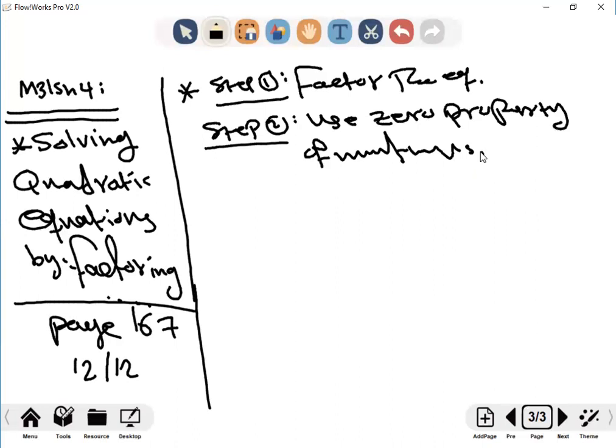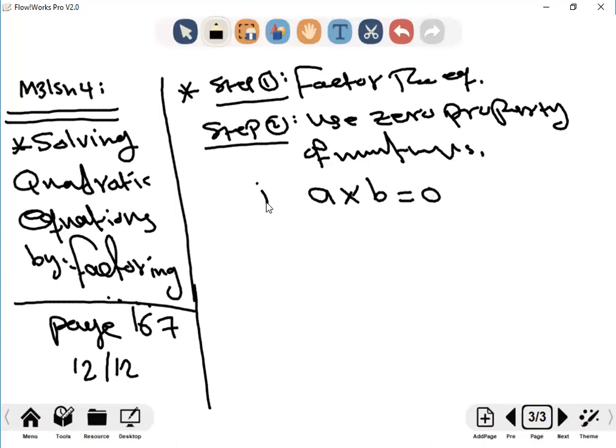Okay, what does zero multiple of zero probability of multiplication mean? Focus on the board. If you have a multiply b equals 0, then at least one of a and b should be equal to 0. Means a can be 0, or b, or both. Isn't it? This is what we call the zero probability of multiplication.